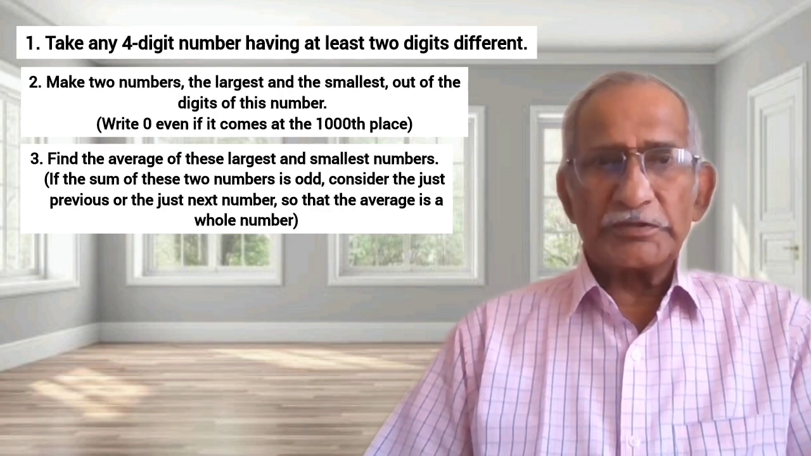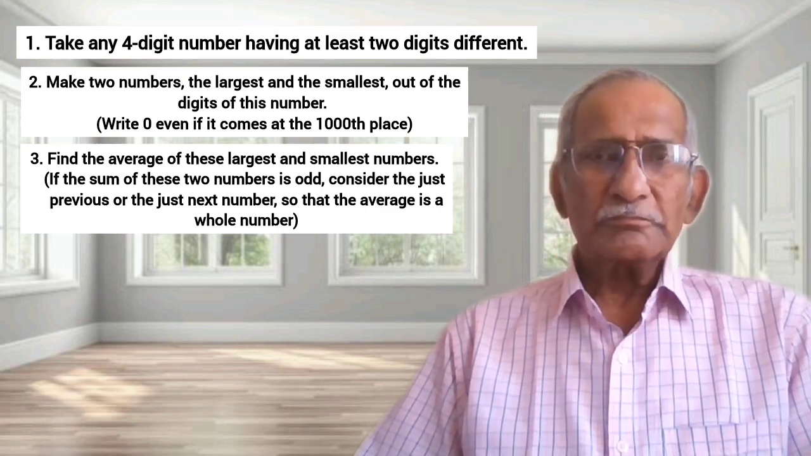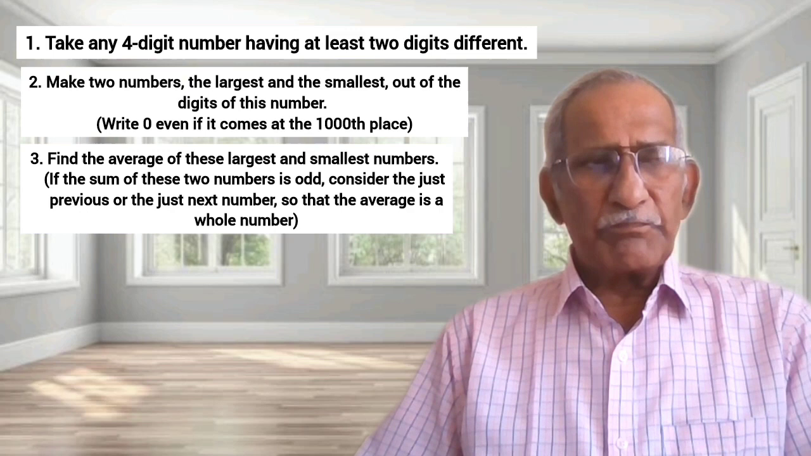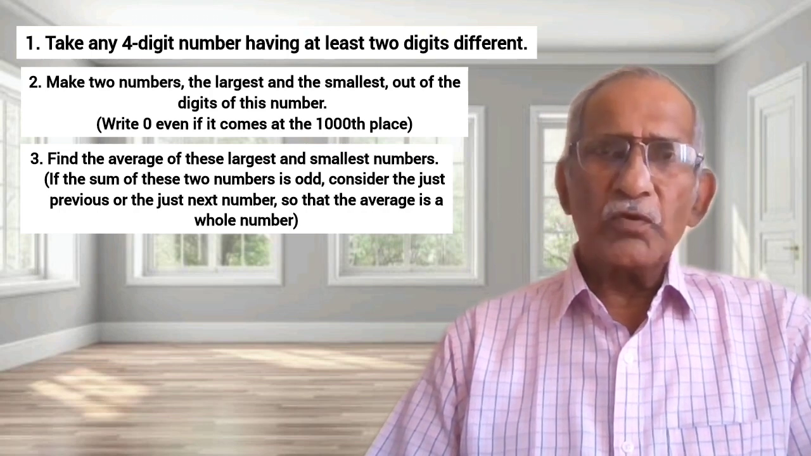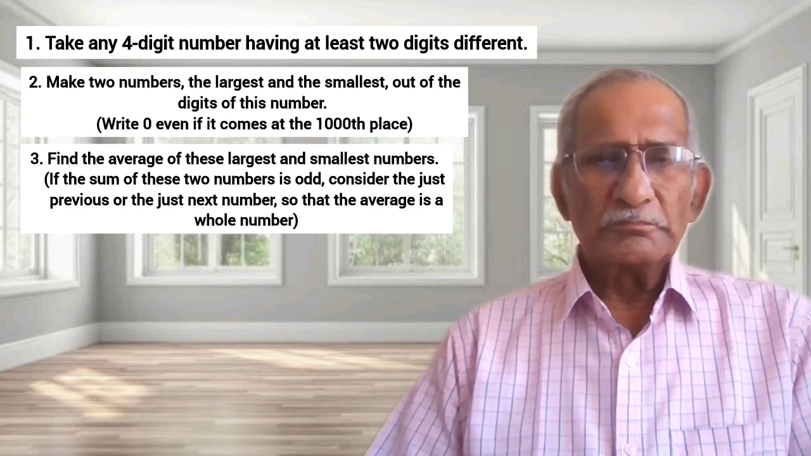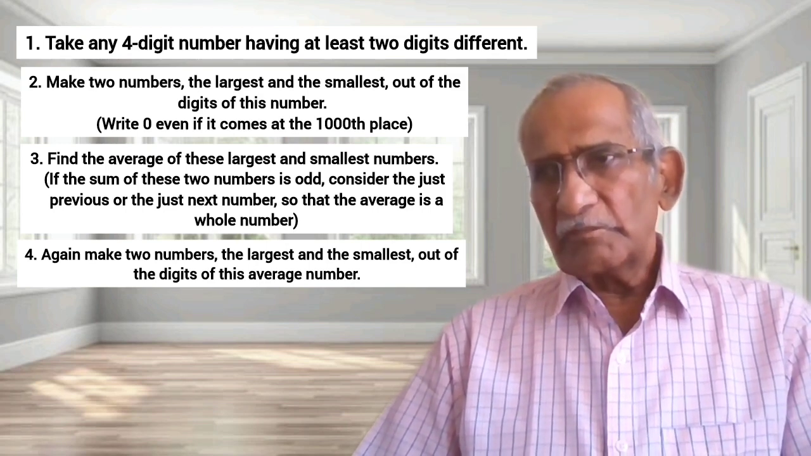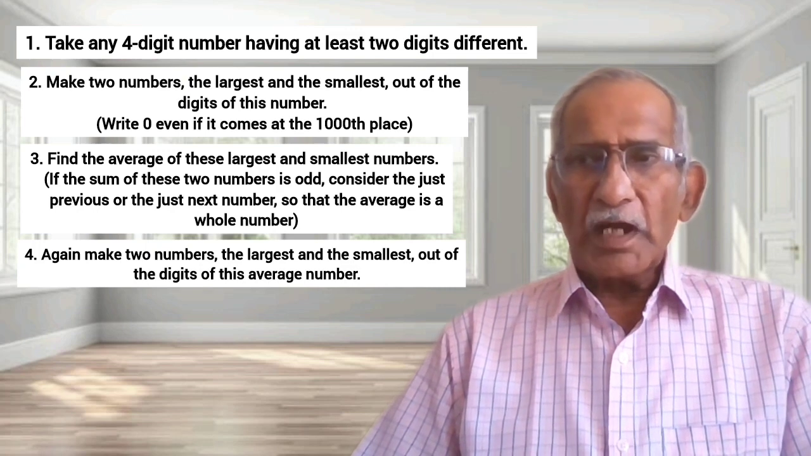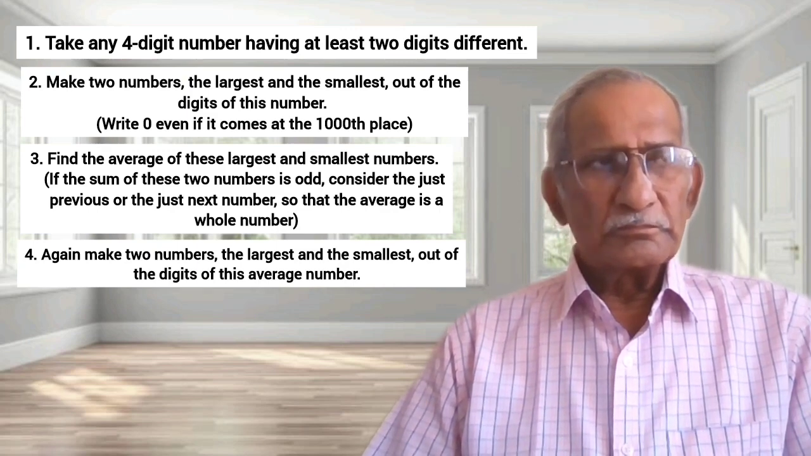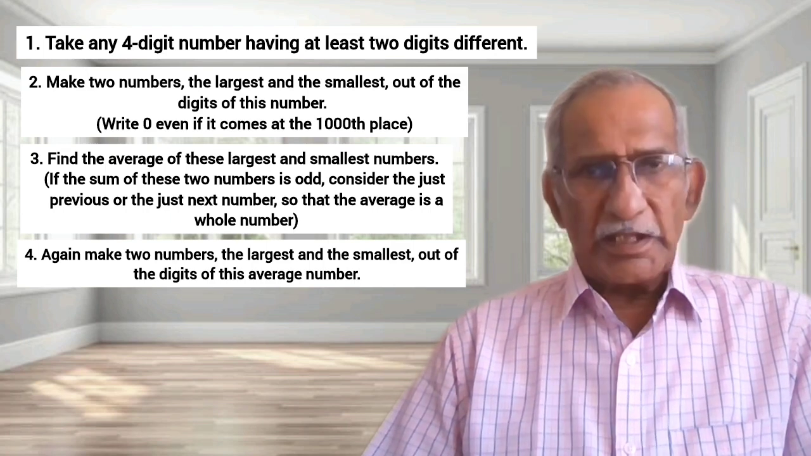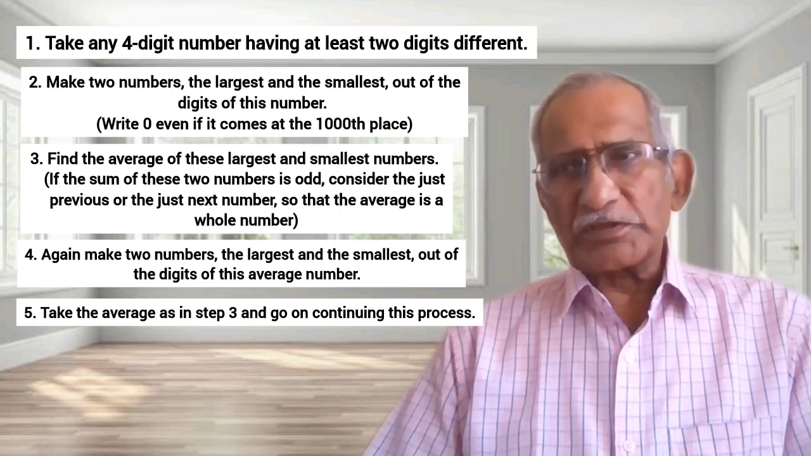Here I would like to tell you one point, that if the sum of these two numbers is odd, consider the just previous or the just next number, so that the average is a whole number. Then again make two numbers, the largest and the smallest, out of the digits of this average number. Take the average as in step 3, and go on continuing this process.